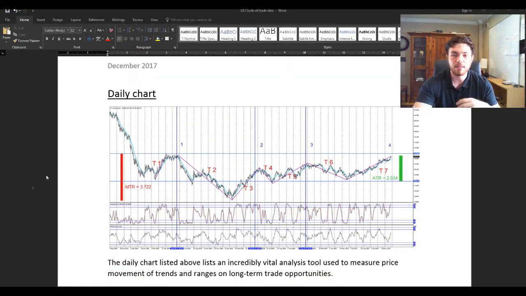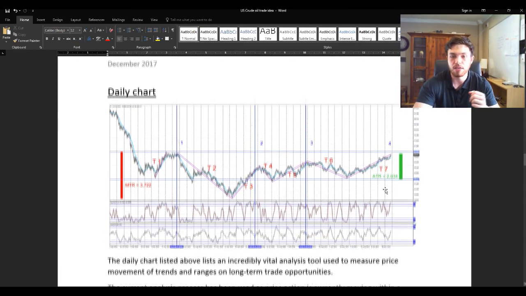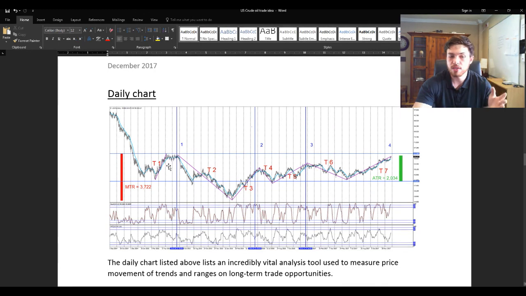But going back to it, as you can see, we've identified this range between that $60 and $40, and we've identified that the MTR is 3,722 pips and the ATR is 2,034 pips. At the same time, we've identified ranges T1 through to T7. Basically, I've numbered the ranges, so you can see that T1 is trend 1, then trend 2, 3, 4, 5, 6, and 7.